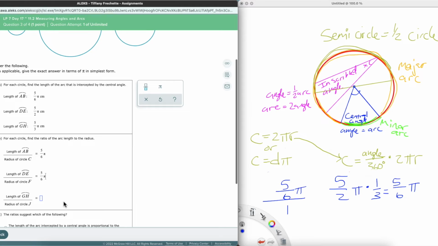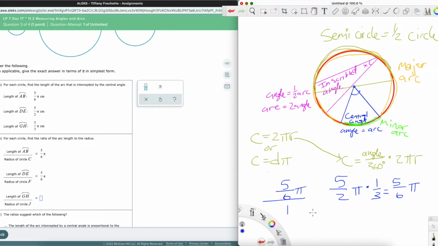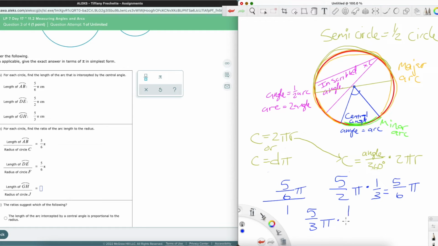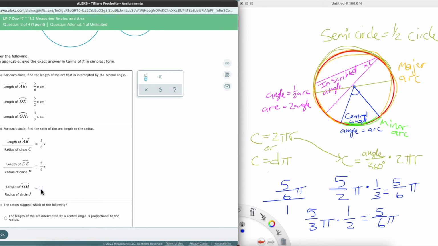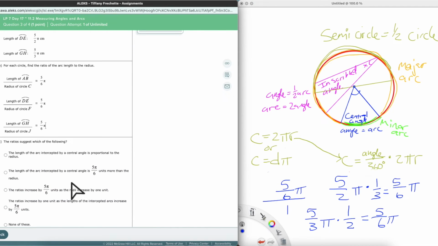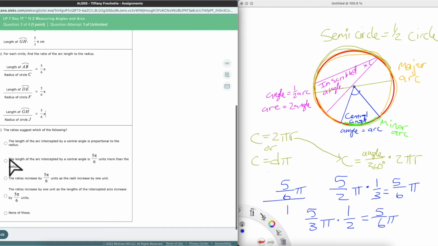So let's look at the last one. We have 5 over 3 pi, and we would divide by 2. But remember, we can't divide by 2, so we're going to multiply by 1/2. Well, we're going to end up with 5 over 6 pi again. So this is actually a relationship we see here. They all have the same relationship. So the ratio suggests which of the following? The length of the arc intercepted by a central angle is proportional to the radius. That makes sense. The length of the arc intercepted by a central angle is 5/6 pi units more than the radius. More than would kind of suggest it's being added.